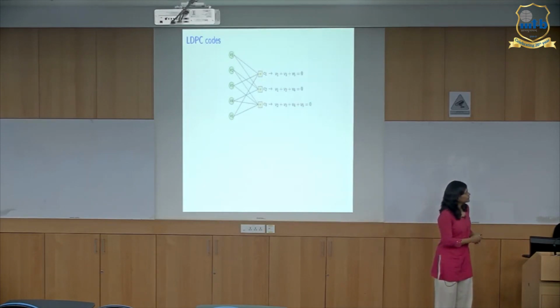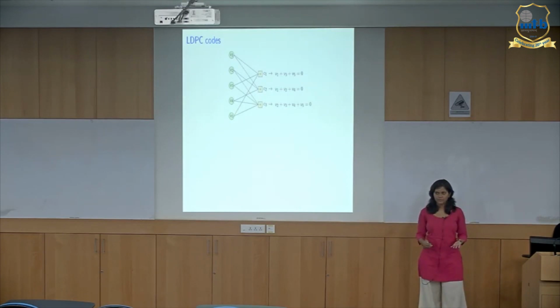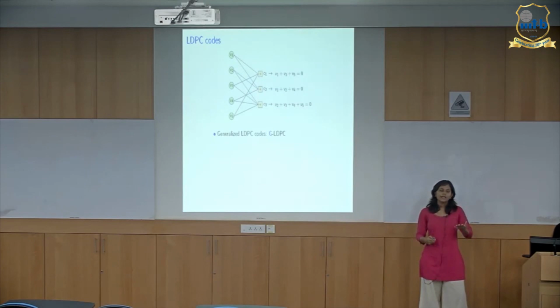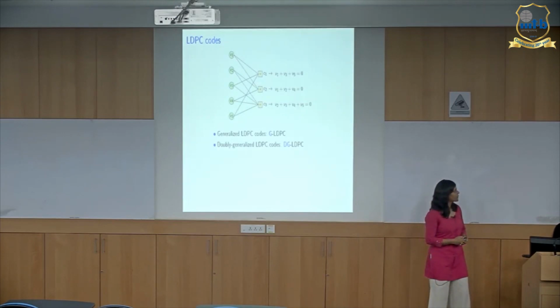Now, here this parity check equation C1 corresponds to a single parity check code. In general, if it corresponds to any arbitrary code, say a Hamming code or BCH code, then such an LDPC code is called a generalized LDPC code. Similarly, here the variable nodes correspond to a repetition code, and whenever they correspond to any general code, it is called a doubly generalized LDPC code.